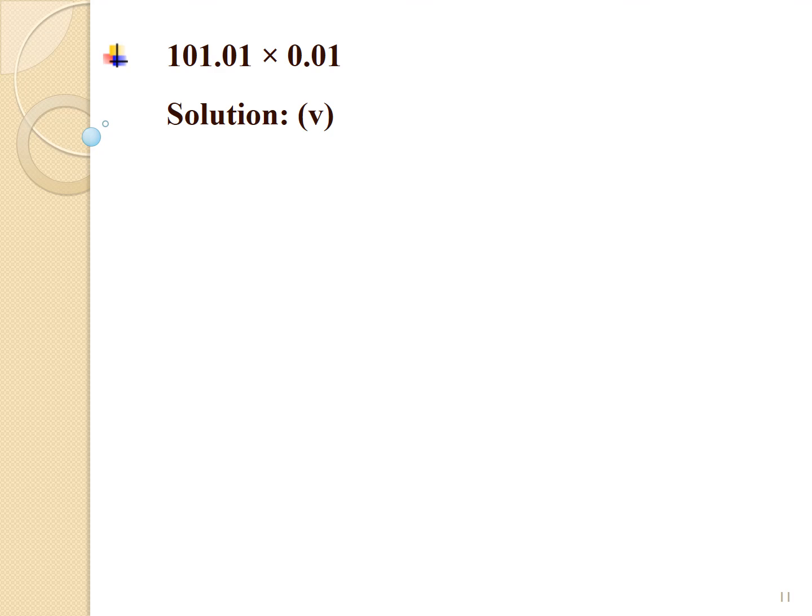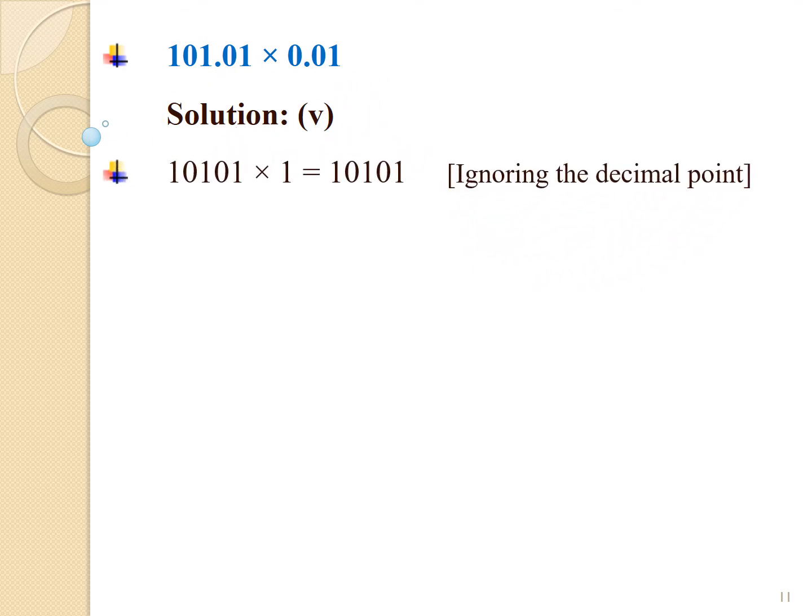Now, let us solve the next sum. 101.01 into 0.01. First, multiplying 10101 by 1 as whole numbers. By ignoring the decimal point, we get 10,101. Now, counting the decimal places from right in 101.01, we get 2. Also counting the decimal places from right in 0.01, we get 2.